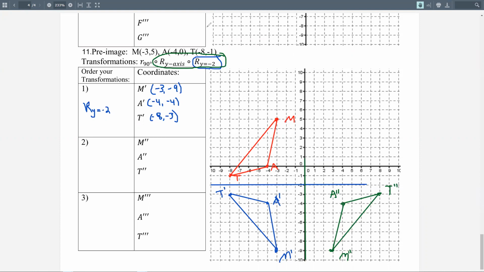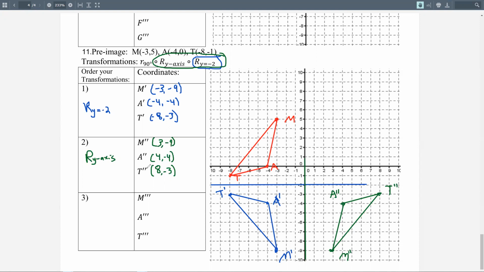Again, if we wanted to use the rule, all we have to do is change the sign of the x values. We're reflecting over the y-axis, so it's going left and right. So y's are staying the same because it's not going up or down. So we could have just used the previous ones. That's 3, -9, 4, -4, and then 8, -3.